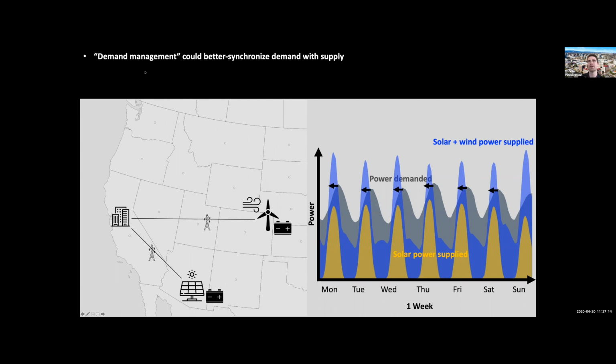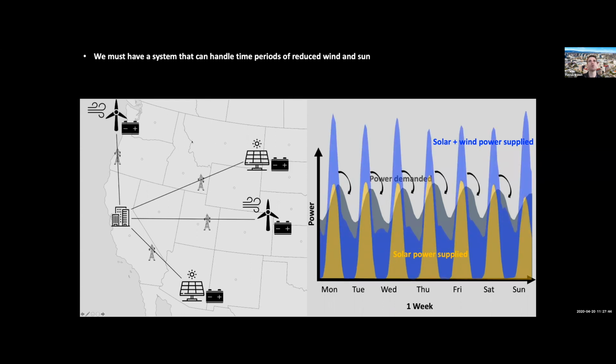So in this case, that would be like moving these peaks towards the middle of the day. And so that would help reduce the amount of time spent where energy demanded is higher than energy supplied as well. And so overall, we also just need a system that can handle fluctuations or time periods of reduced wind and sun overall.